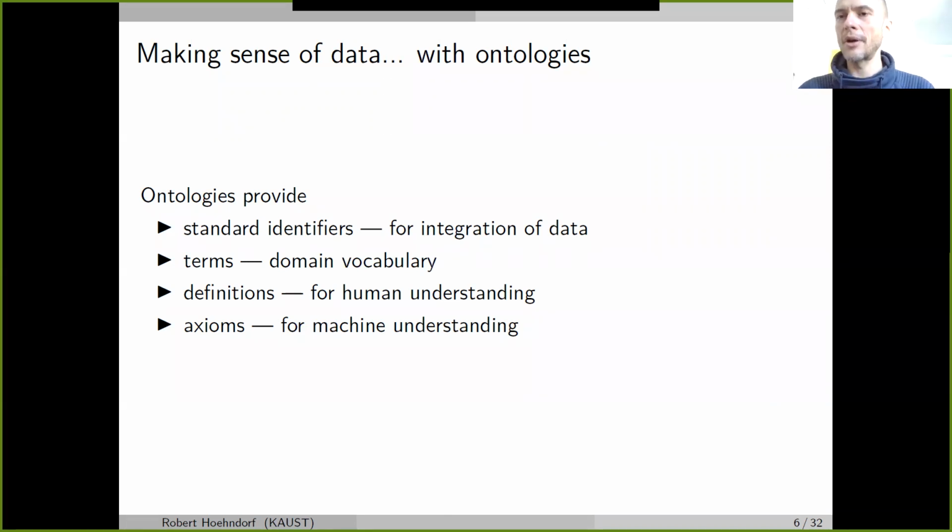They contain terms. So this is a vocabulary within a domain and some definitions. They're usually for human understanding. And they also contain axioms. And these axioms take the form of expressions in a formal language. And most of this talk will be about these axioms.